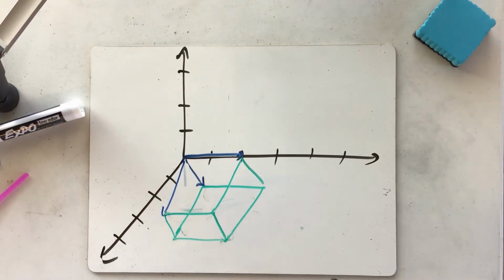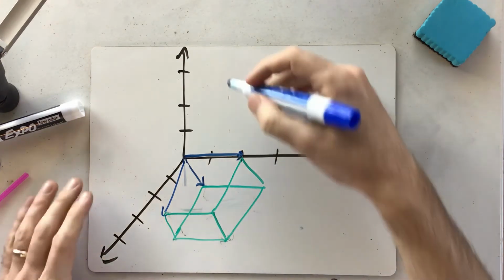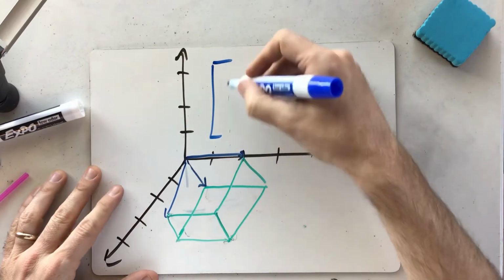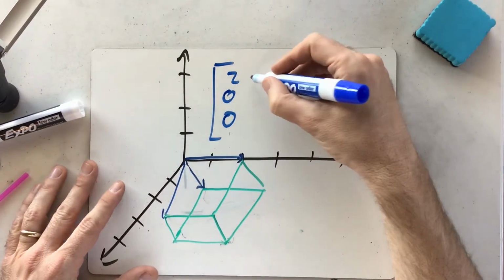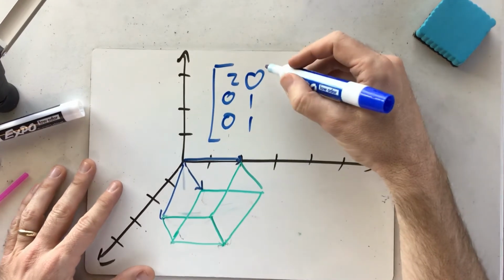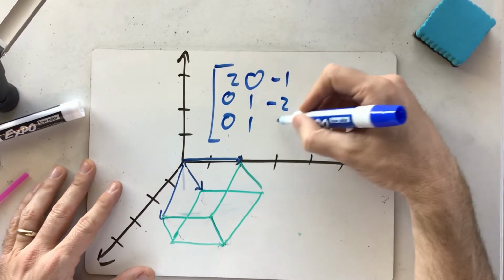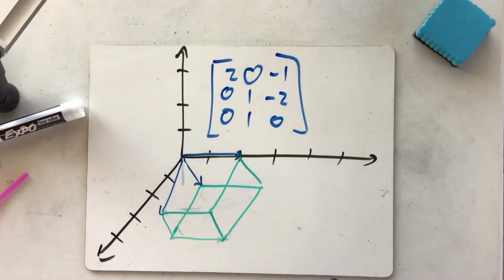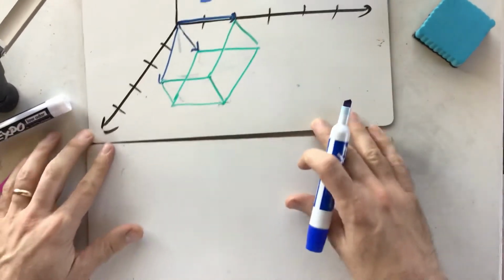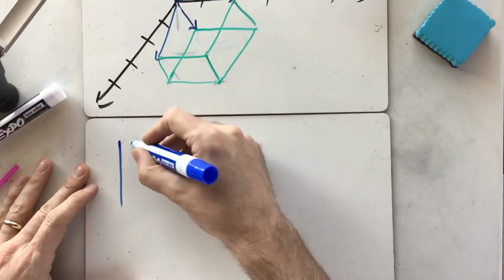Well, you might be able to guess what we're going to do. We're just going to write those 3 vectors down as a matrix: 2, 0, 0, 0, 1, 1, and then -1, -2, 0. And then what am I going to do with it? Well, we know areas and volumes come from determinants, so I'm going to find the determinant of that thing.